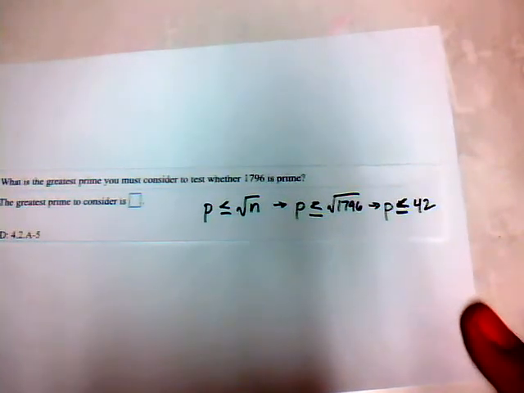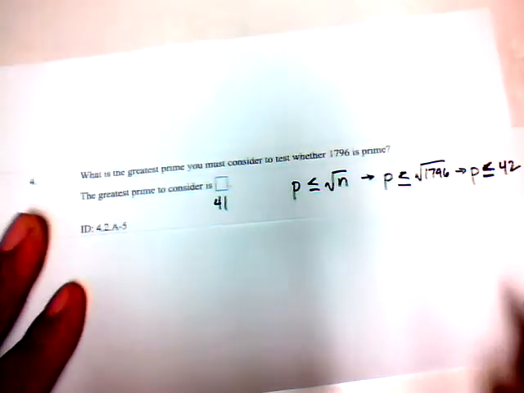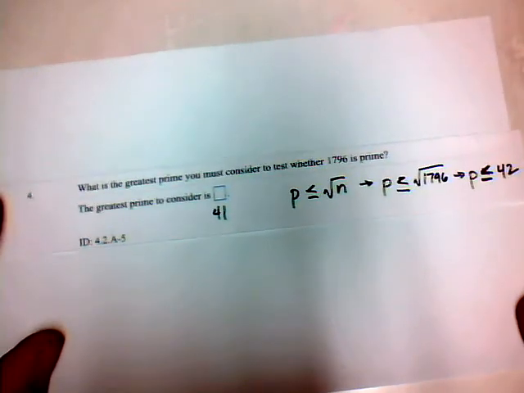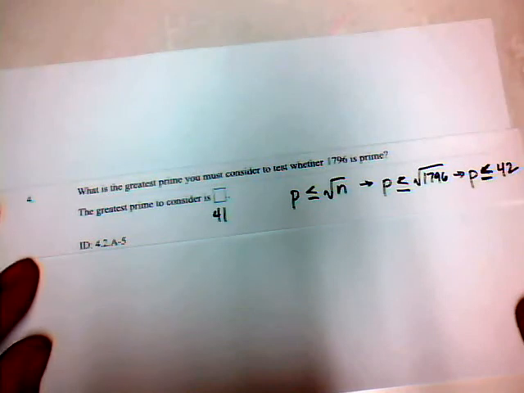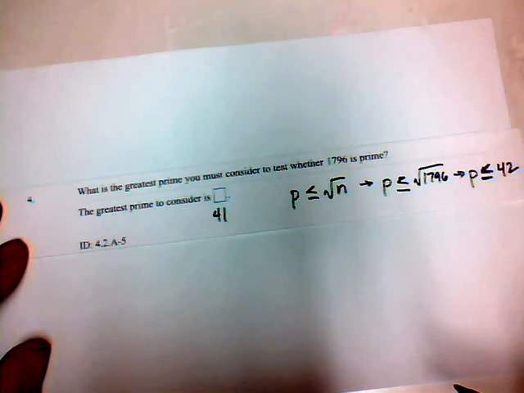So you have to use some prime number that is less than 42. Okay, the biggest prime number that's less than 42 will have to be 41. Now 42 is a composite number, so 41, I know, is a prime number, and that's less than 42. So the greatest prime to consider will have to be 41. And that's to determine whether 1796 is a prime number. Okay, so this right here represents the formula that you would use to test whether any number is prime.